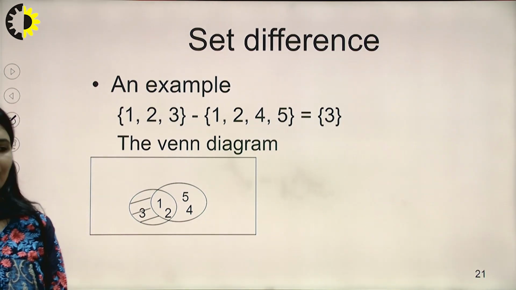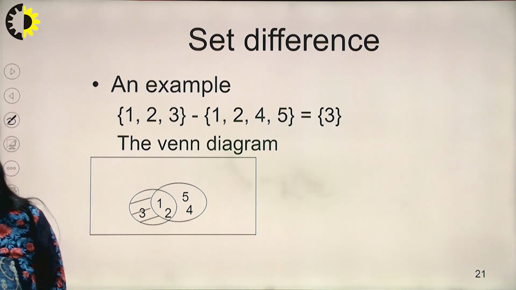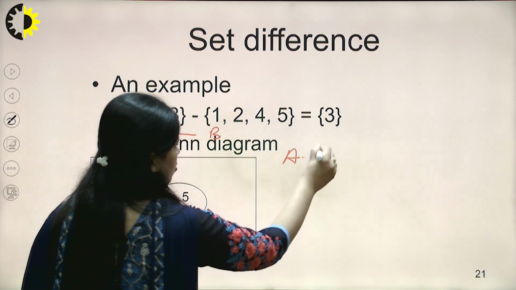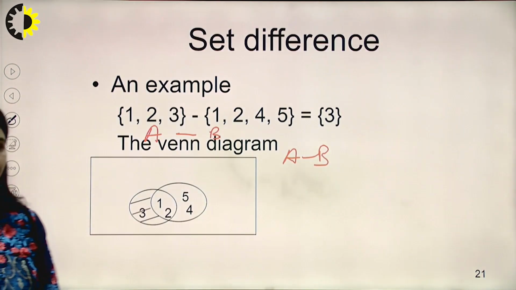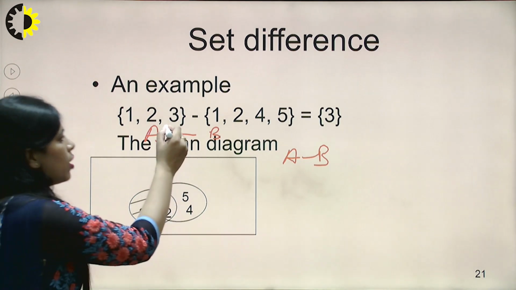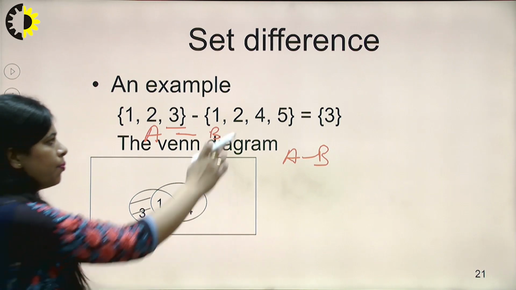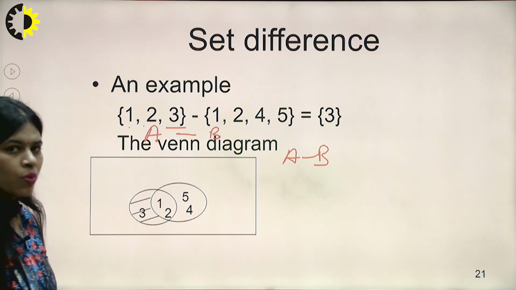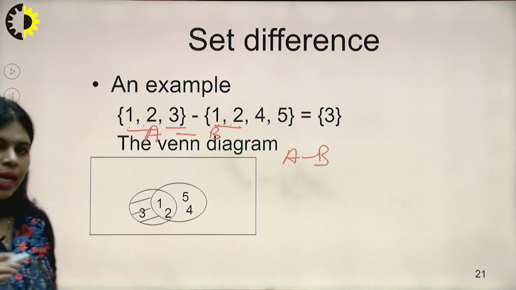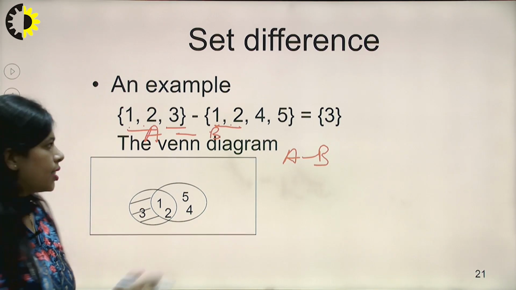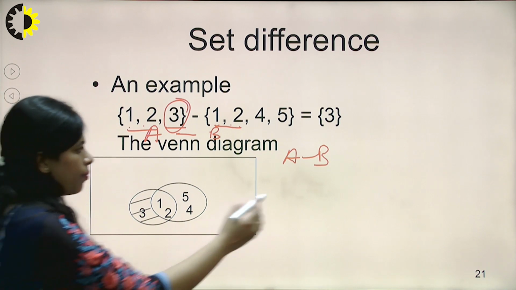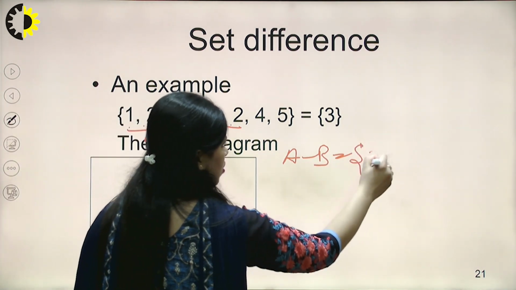Now the third operation is set difference. Set difference is like subtracting the values of set B from set A. A minus B means all the elements present only in A but not in B. 1, 2 are also present in B, so we do not consider 1, 2. We take only the elements present in set A. So 3 is present in A only, not in B. So A minus B is 3.